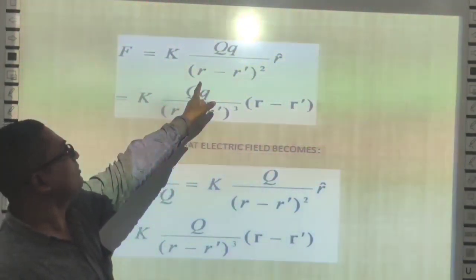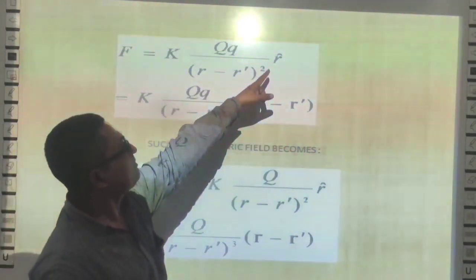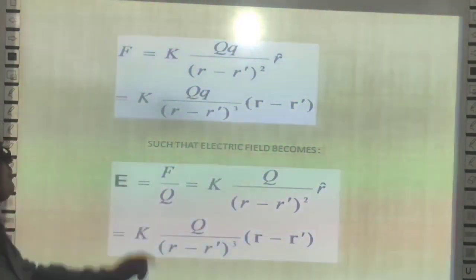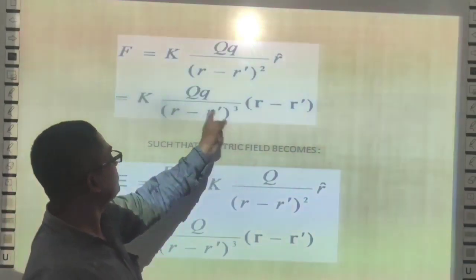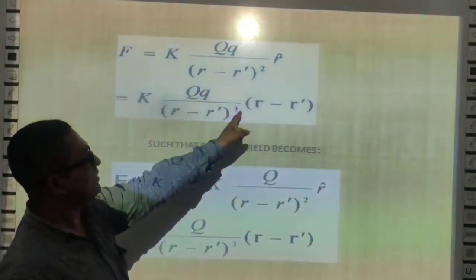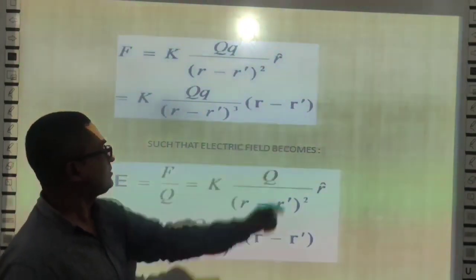In that sense, using Coulomb's law again, we get the expression with r minus r dash squared. Now we can see that this r cap is again meaning the direction of the force, since Coulomb's law is a vector law. Now we can put this in this form also. When this cube term comes, that r cap goes and this r minus r dash comes. They are vectors.